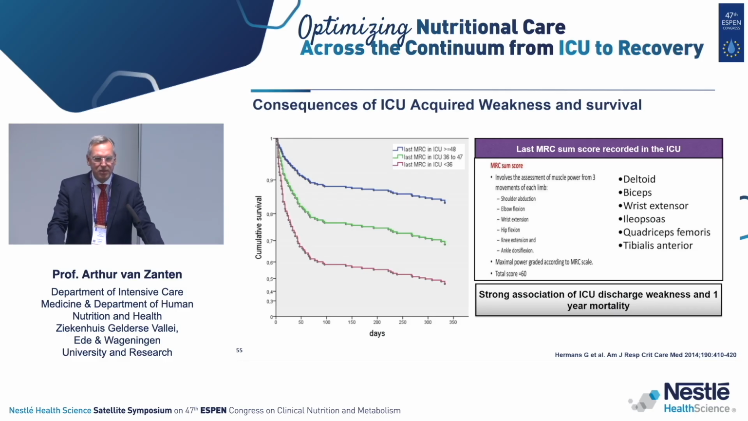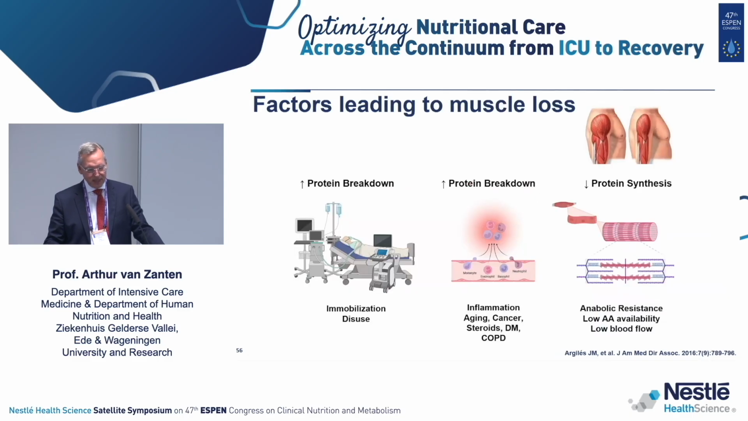Now, is that important or relevant? Yes, because the group from Leuven showed that those patients with an MRC sum score that is lower than 36 have a worse trajectory with respect to mortality. So ICU-acquired weakness is directly related to the final outcome of our patients. So can we prevent it from happening, or can we fight it? That's the question.